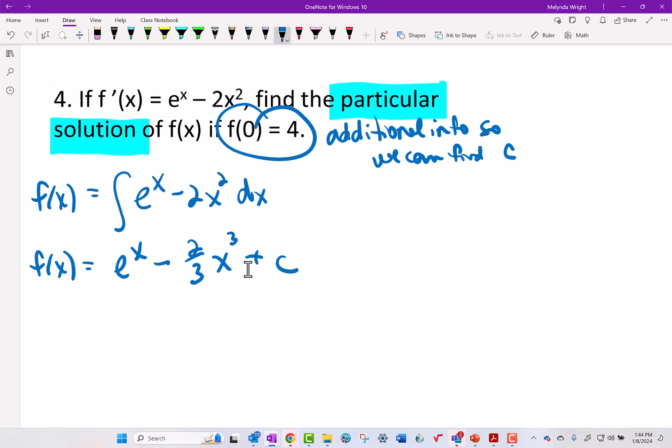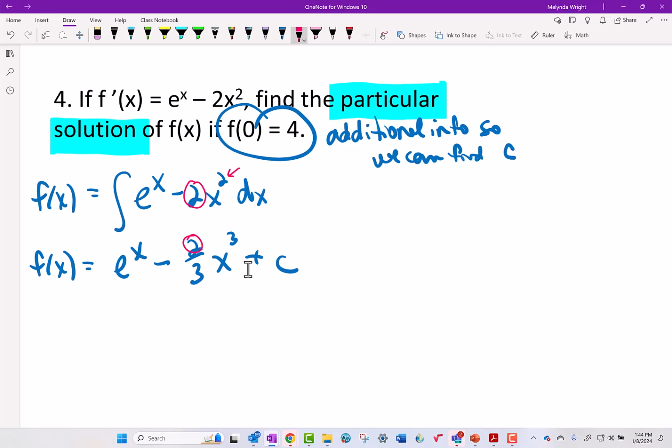Okay. So this 2 is this 2. That's the same 2. I added 1 to this 2, and I got 3, and I divided by the 3. Okay? So that's the reversal power rule. I'm doing the reverse of a derivative.